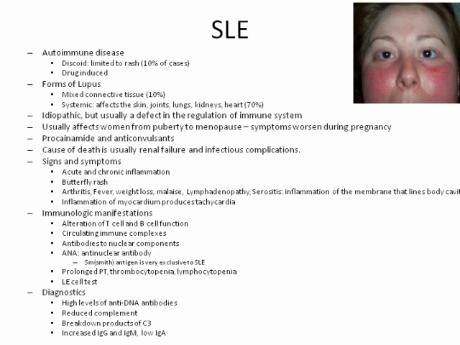They'd have a prolonged PT, they'd have thrombocytopenia, lymphocytopenia, and they used to do a lupus cell or LE cell test where the cells would look swollen. It's not something you see too often anymore, but if you come across a positive LE cell test on your boards, that would lead you to lupus. Some of the diagnostics, we have high levels of anti-DNA antibodies, complement breakdown products of C3, and increased IgG and IgM with a low IgA.